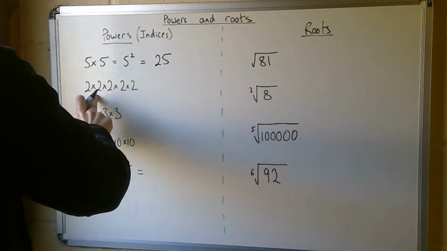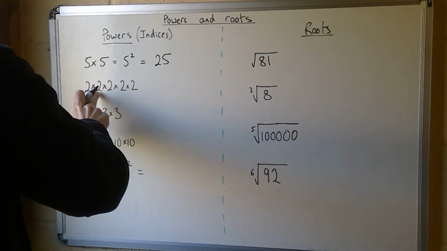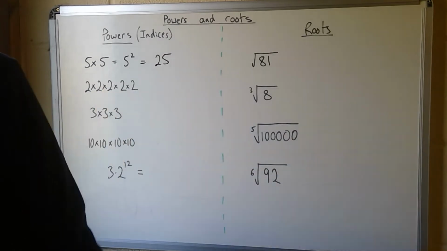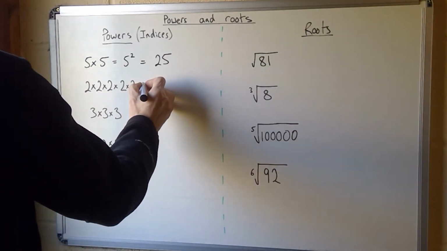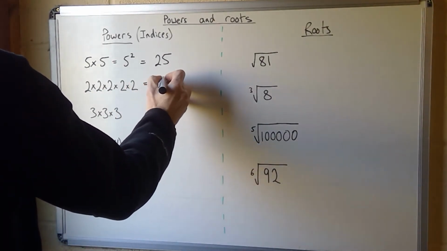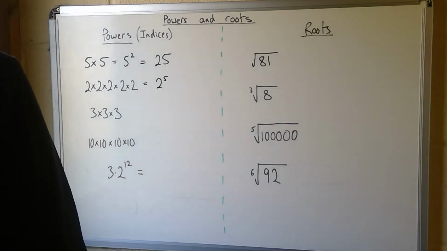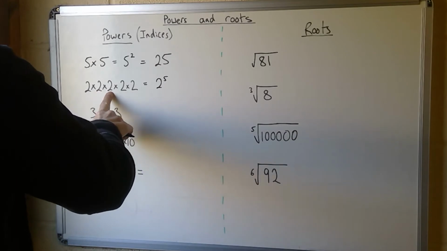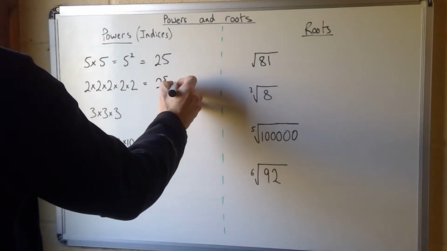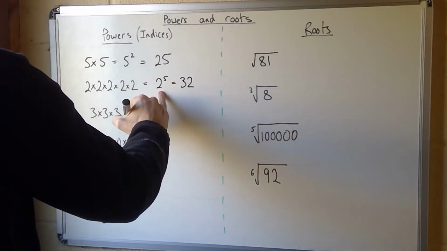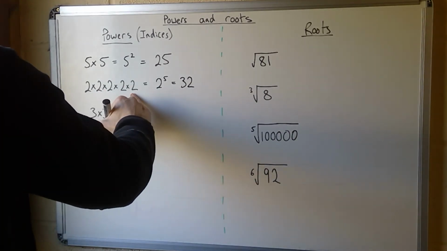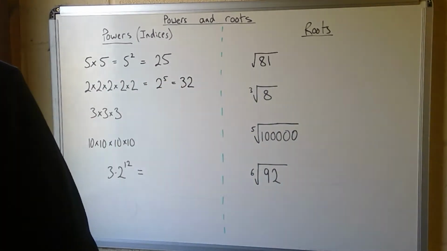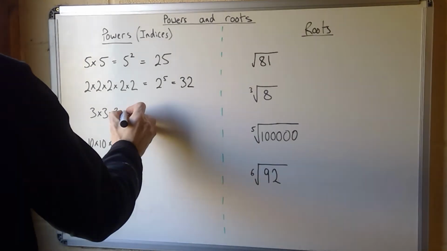You can't use powers if the numbers are different, but I've got 2 times 2 times 2 times 2 times 2. Now that's not the same as 5 times 2, it's 2 to the power 5. 5 times 2 would be 10, but this is going to be 2 times 2 is 4, 8, 16, 32. So using powers is a quick way of writing all that. And when you're using powers, numbers tend to get big very quickly.